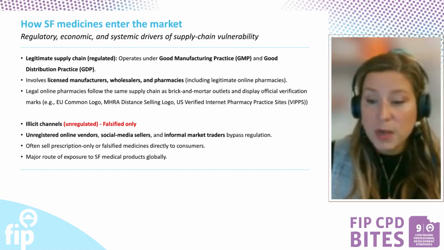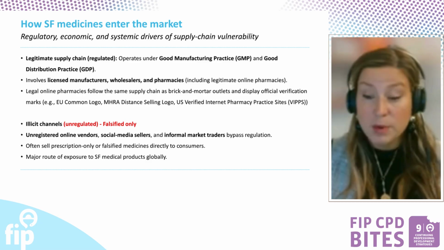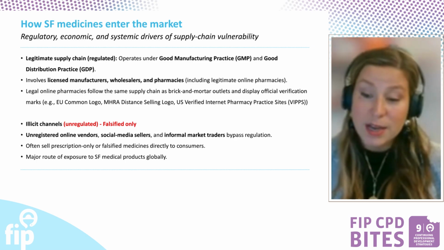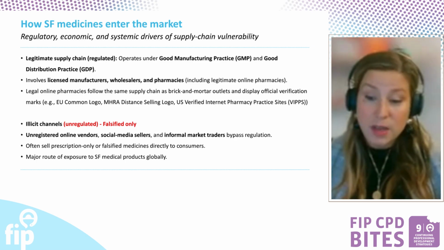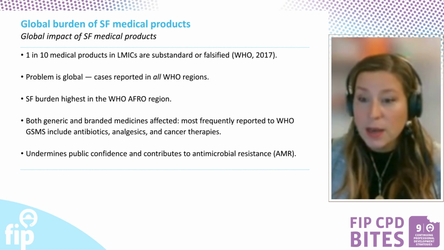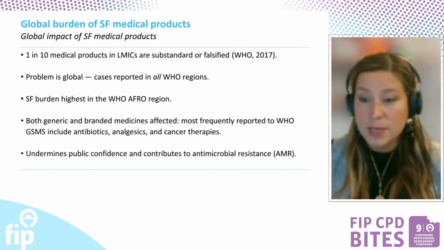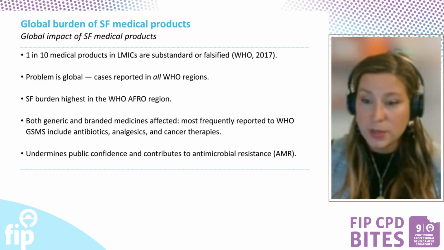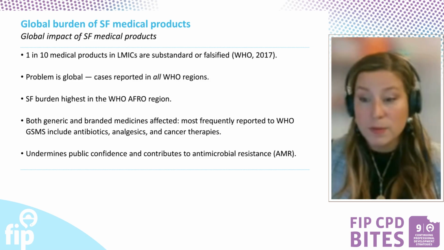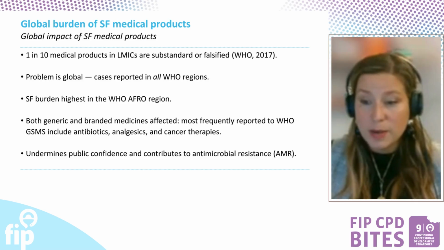So while the legitimate supply chain is designed to protect patients through oversight and traceability, the unregulated market undermines it, turning the internet and informal trade into global gateways for falsified drugs that can cause real harm. According to the WHO, 1 in 10 medical products circulating in low and middle income countries is estimated to be substandard or falsified, with the highest burden across the African region accounting for approximately 42% of all documented cases, followed by the Eastern Mediterranean and Southeast Asia regions.